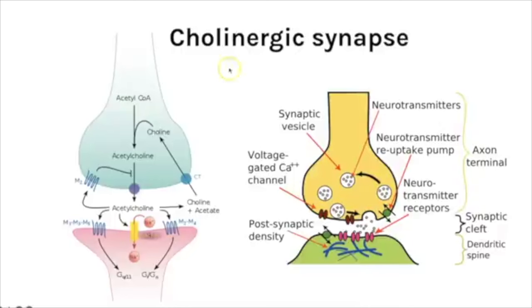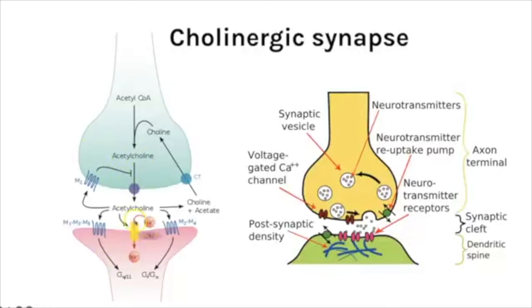Now, one example of a synapse that you need to know is the cholinergic synapse. So it's exactly the process that we just went through, but you need to know the name of the neurotransmitter. So the neurotransmitter is acetylcholine. It will bind to its receptor, and then it will go through the whole stages that we said.